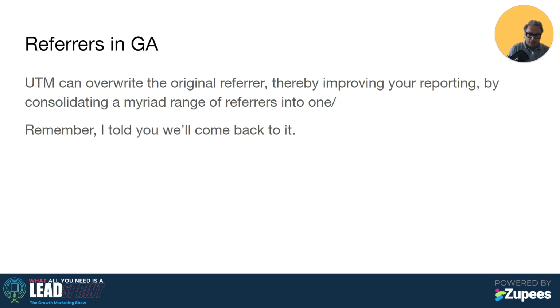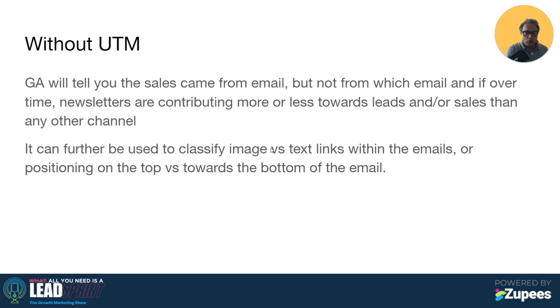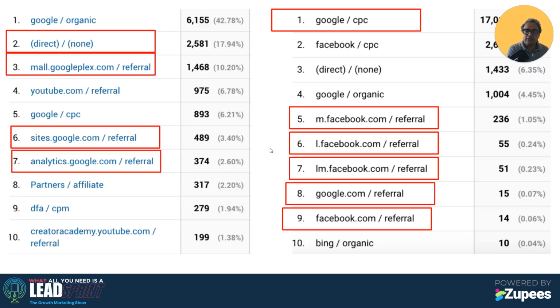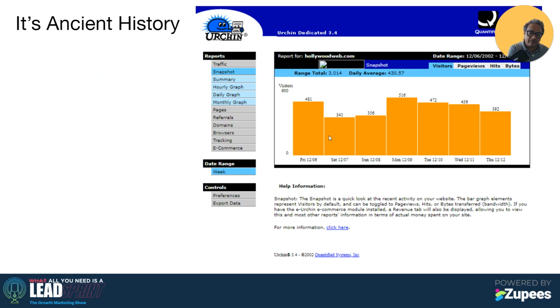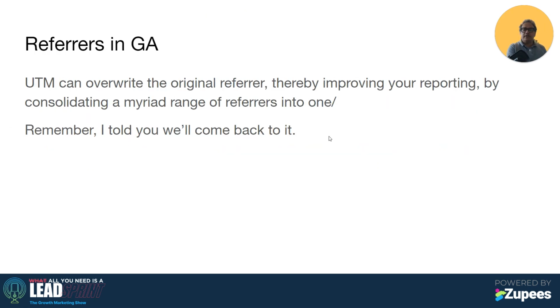So the most important part, remember I told you, remember referrers. If you don't include UTM trackers, this is what your referrers look like. But when you include the UTM trackers, then they are overwritten. They overwrite the original referrers. So this way you can control the data that shows in your Google Analytics account and therefore gives you accurate, appropriate reporting.